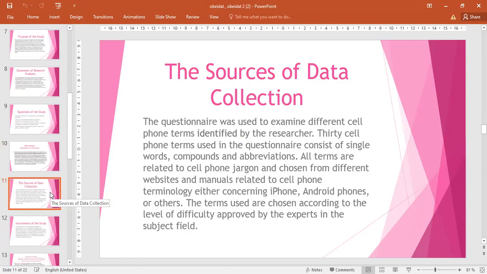The resources of data collection. The questionnaire was used to examine different cell phone terms identified by the researcher. The 30 cell phone terms used in the questionnaire consist of single words, compounds, and abbreviations. All terms are related to cell phone jargon and chosen from different websites and manuals related to cell phone terminology, either concerning iPhone, Android phones or others. The terms used are chosen according to the level of difficulty approved by the experts in the subject field.